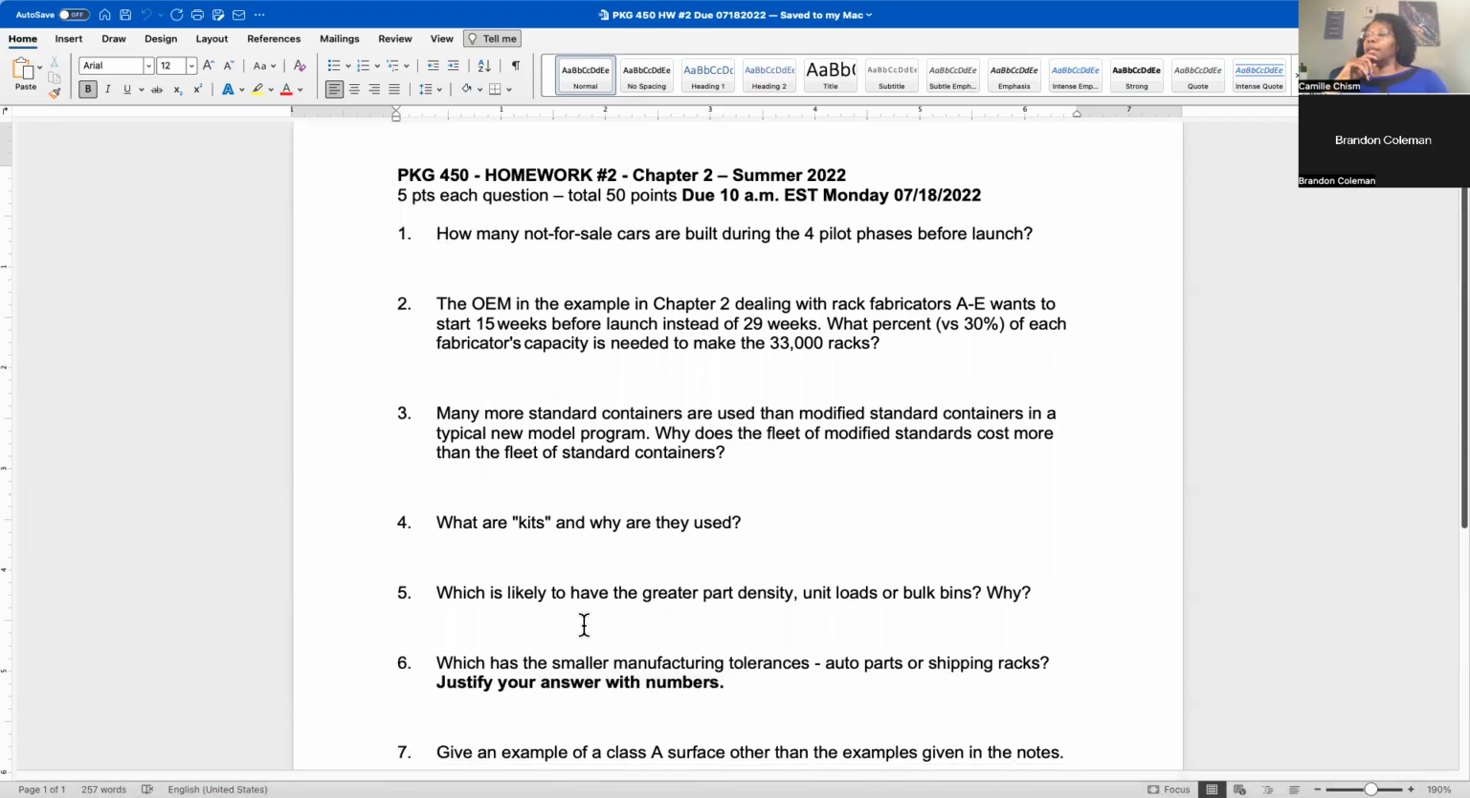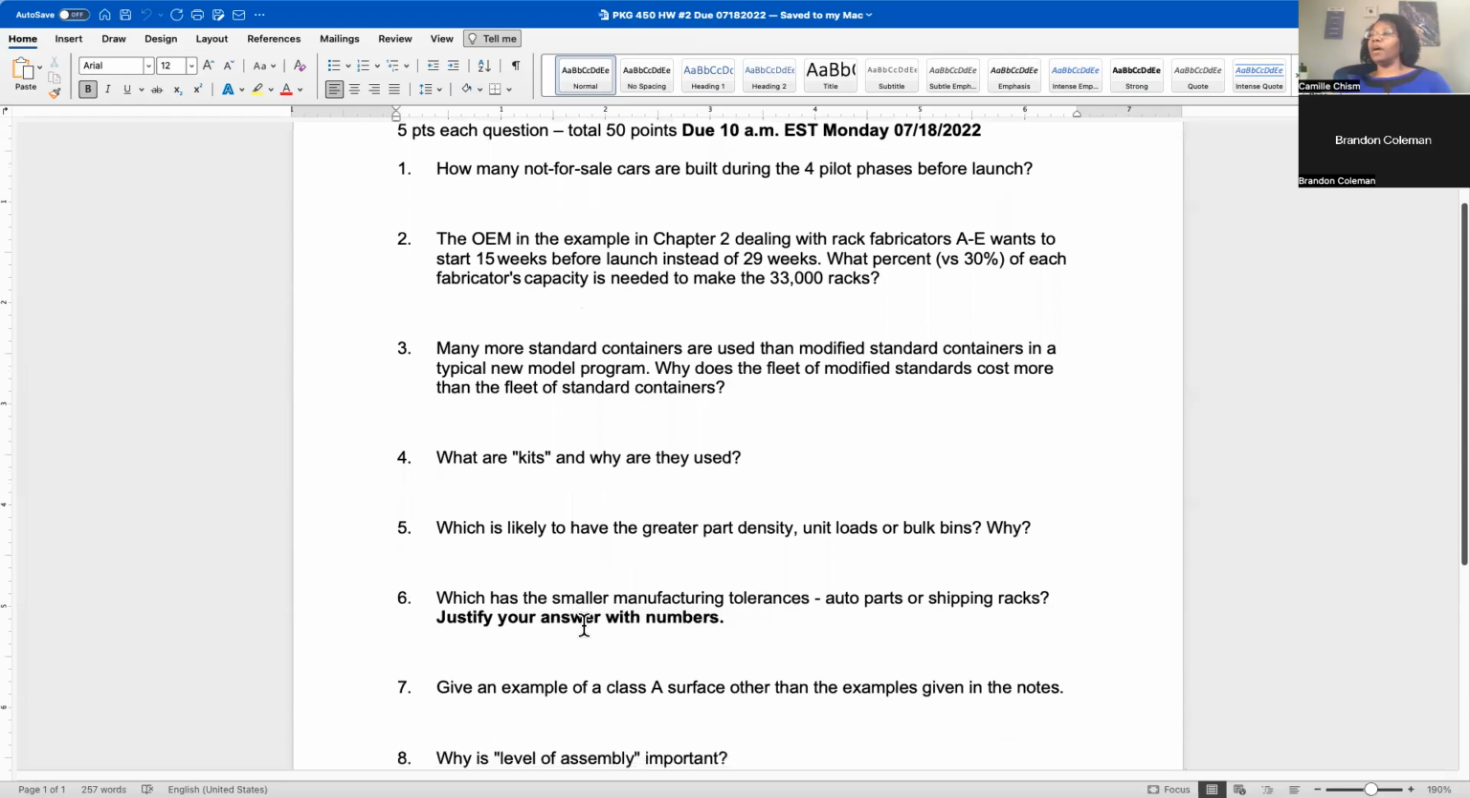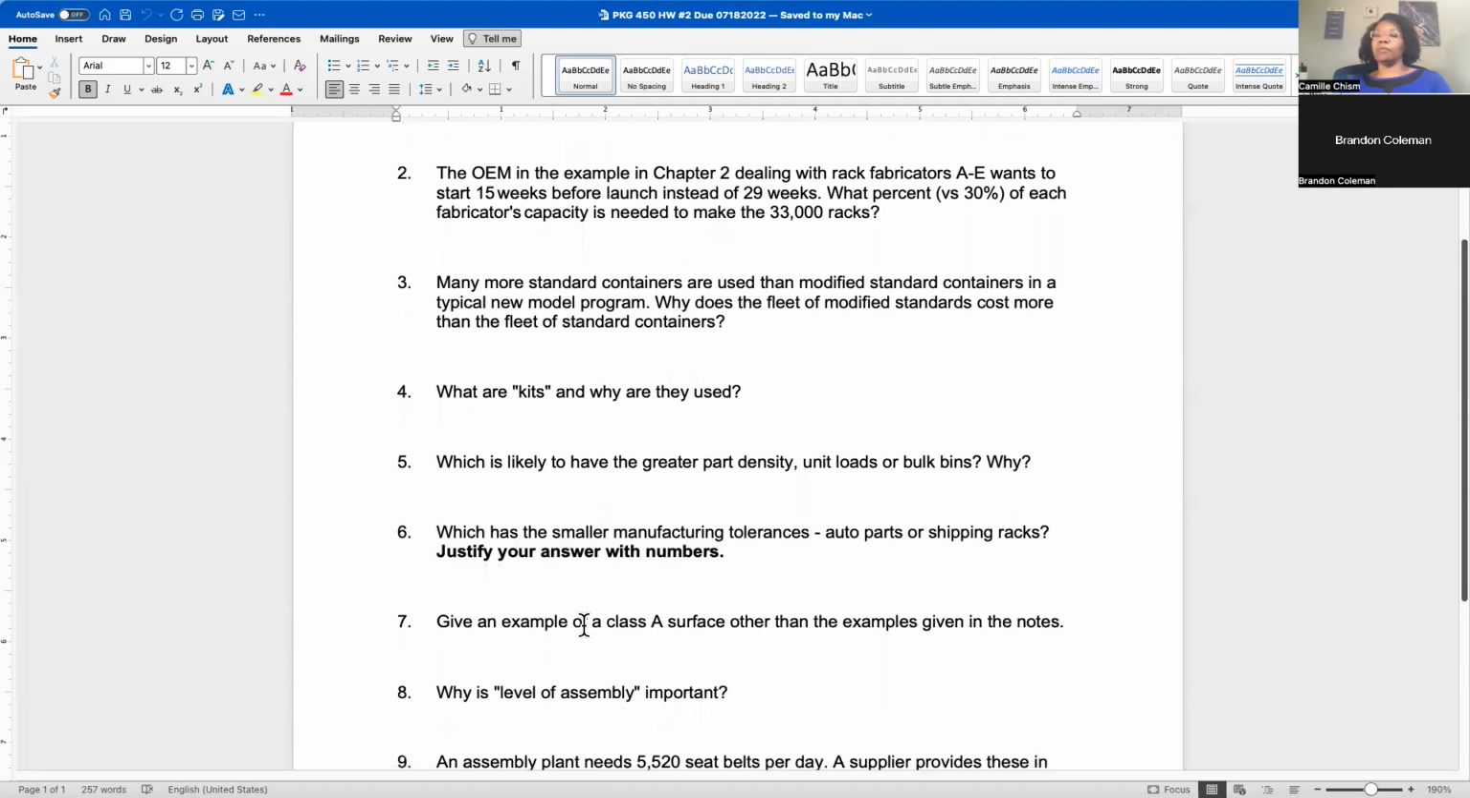Number 3, basically, why does a fleet of modified standard containers cost more than a fleet of standard containers? So just explain that. The next one is the kitting. We talked about the kitting process. What are kits and why are the kits used? What is the reason that the kitting process exists in the automotive space?